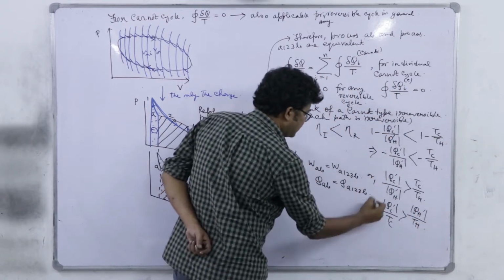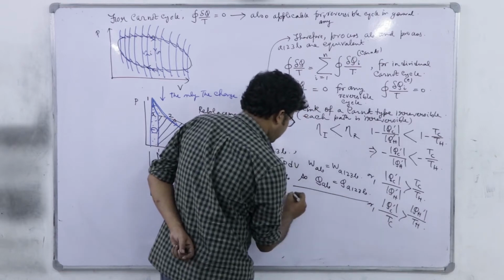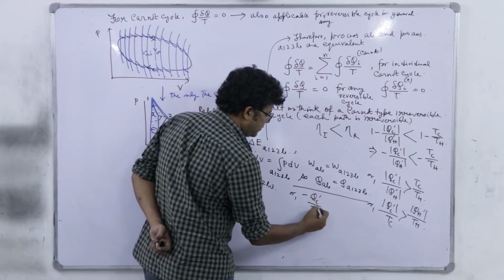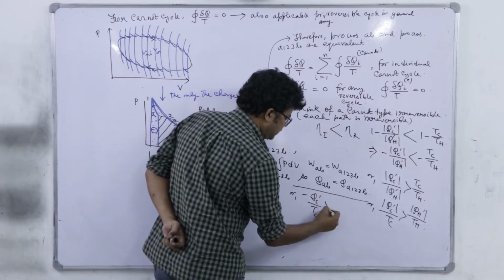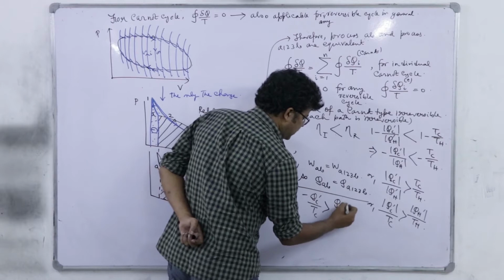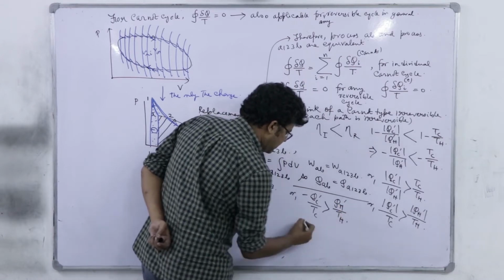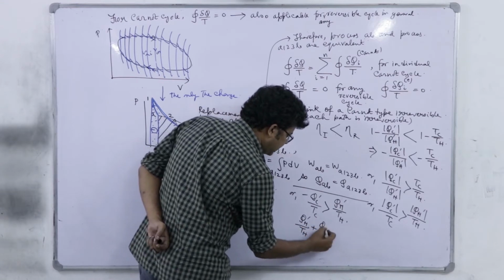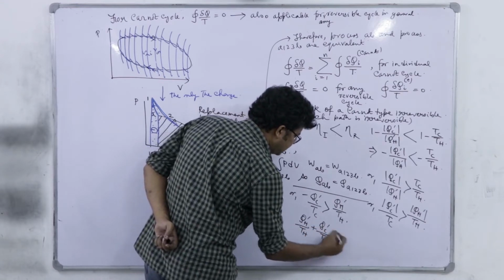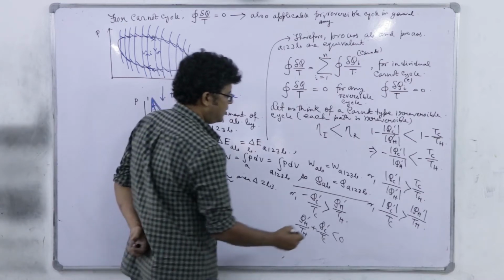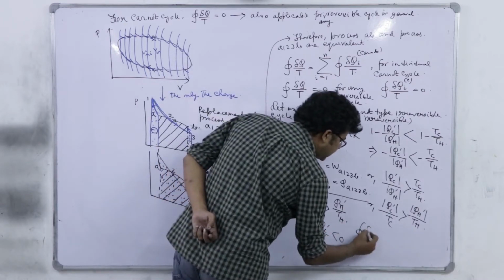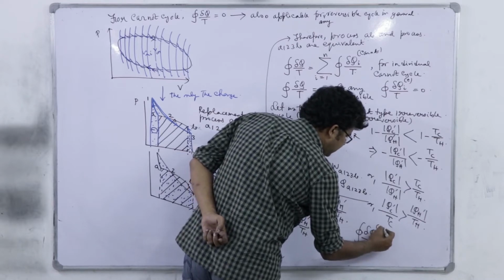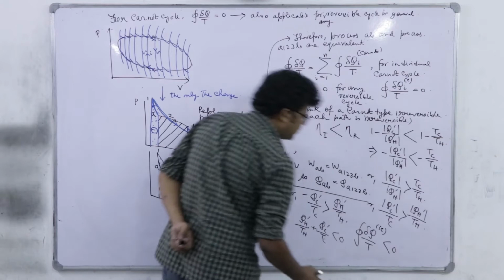So from here we can write that minus of QC prime, the same change, must be greater than QH prime divided by TH. So QH prime by TH plus QC prime by TC is less than 0. Right. So which means cyclic integral of del Q by T for irreversible Carnot is less than 0.